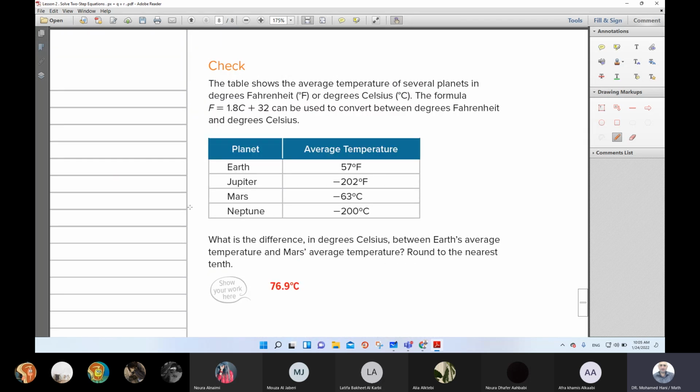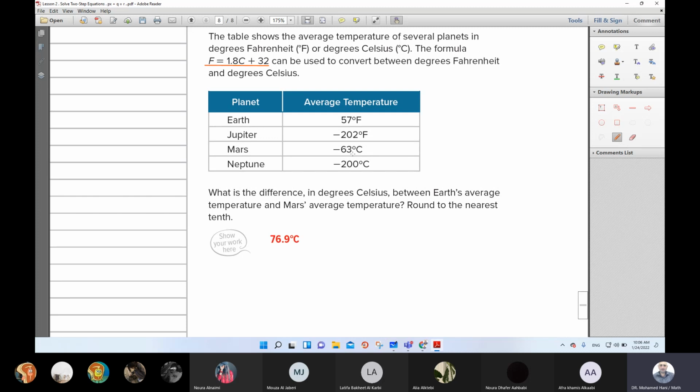Here the same idea. The table shows the average temperature of several planets in degrees Fahrenheit. When you see F degree, it means the temperature is given in Fahrenheit degrees or degrees Celsius. The formula F = 1.8C + 32 is used to convert from Fahrenheit to Celsius or the opposite, from Celsius to Fahrenheit.